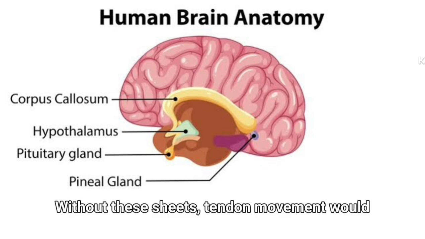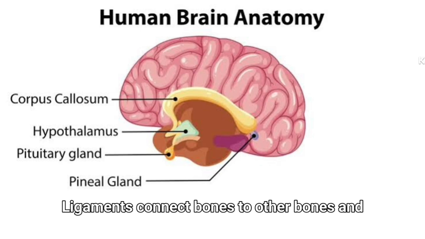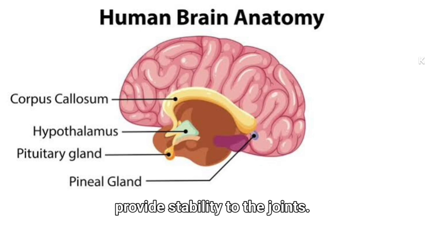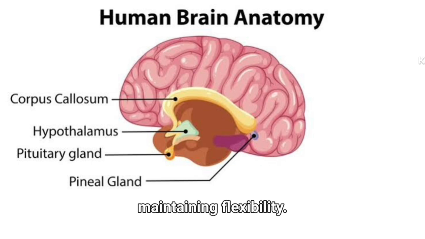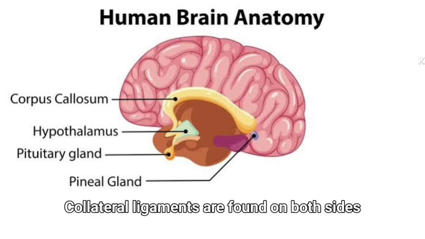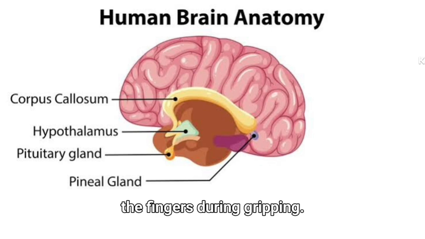Without these sheaths, tendon movement would become difficult and painful. Next are the ligaments. Ligaments connect bones to other bones and provide stability to the joints. They prevent excessive movement while maintaining flexibility. Collateral ligaments are found on both sides of the finger joints. They prevent sideways movement and stabilize the fingers during gripping.